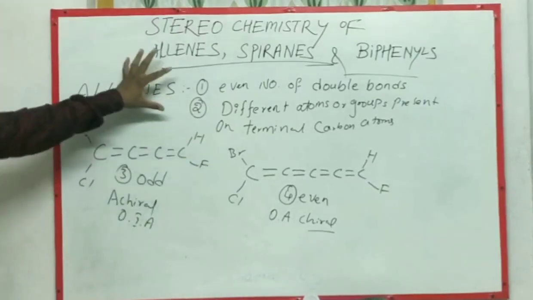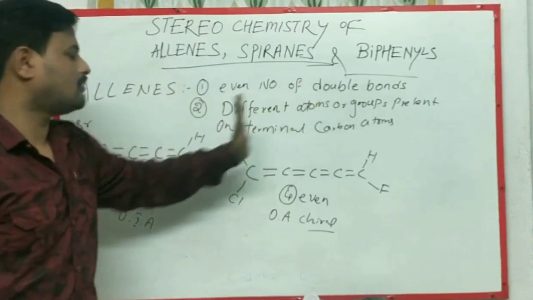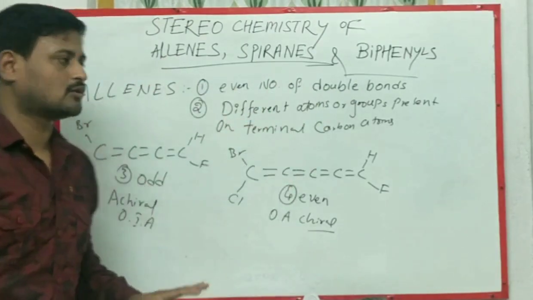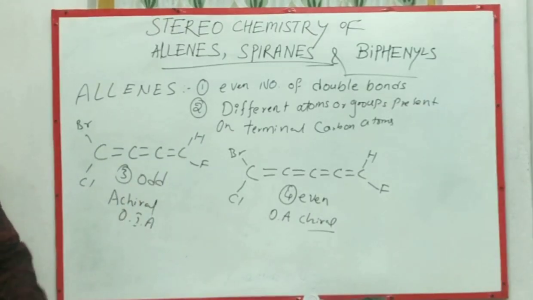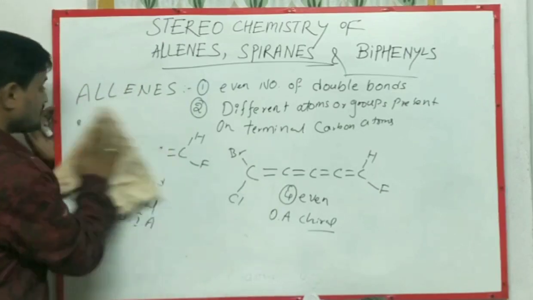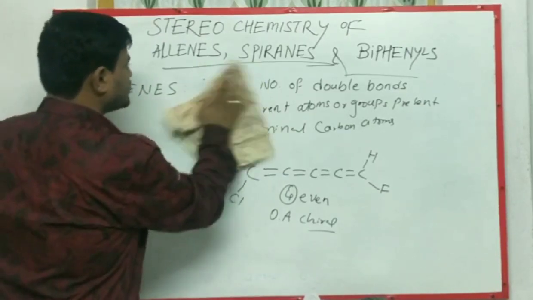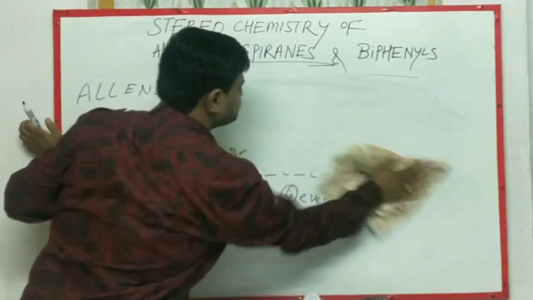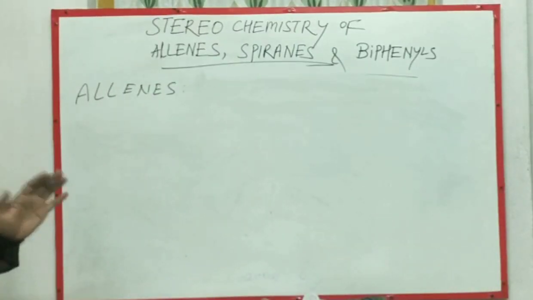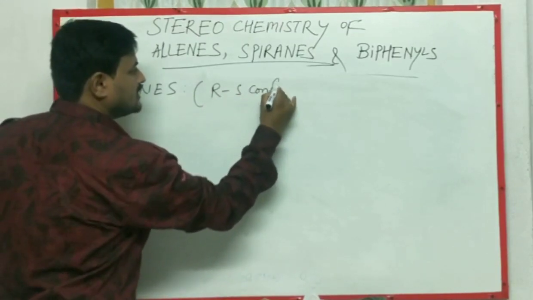Just follow these two conditions. In case of allenes, even number of double bonds and different atoms or groups present at the terminal carbon atoms. Simple thing. Okay. Next we go for the RS configuration of allenes. RS configuration of allenes.